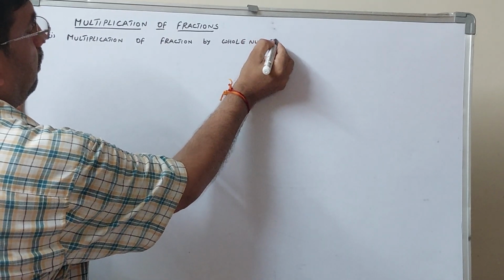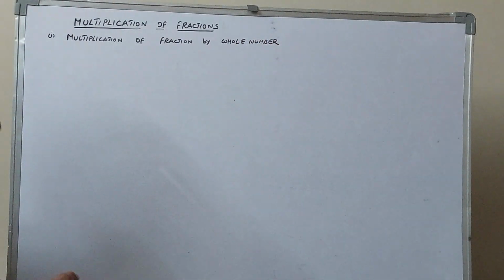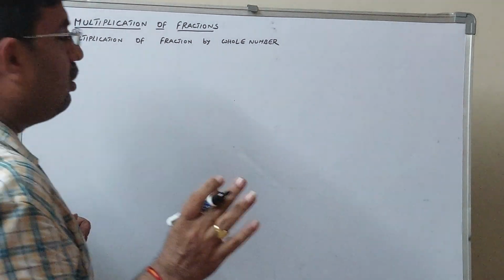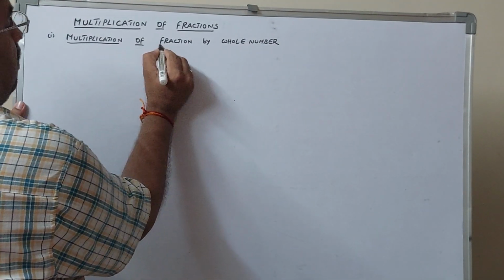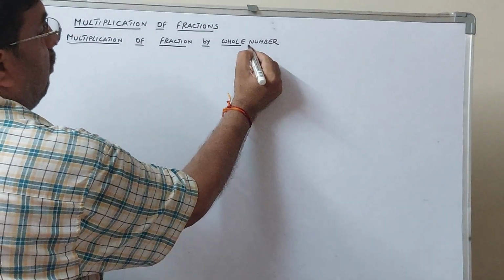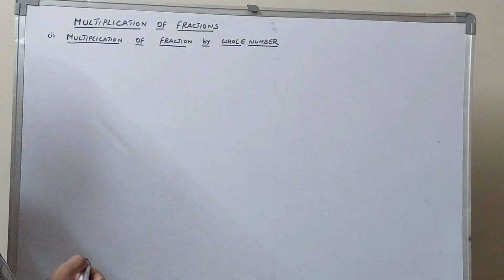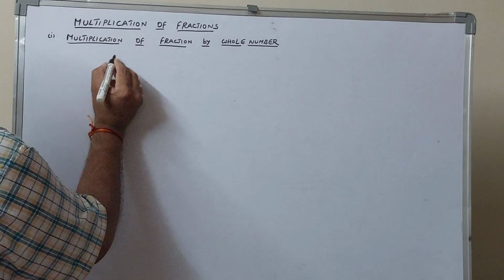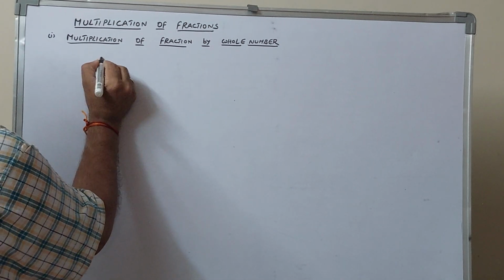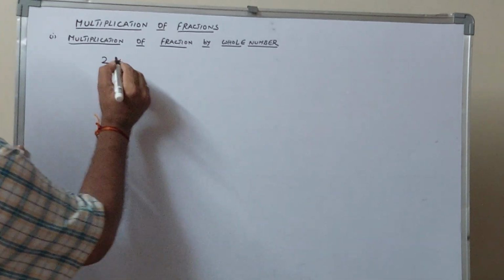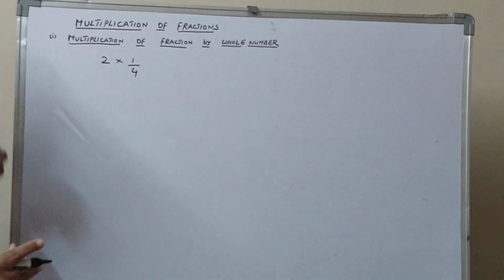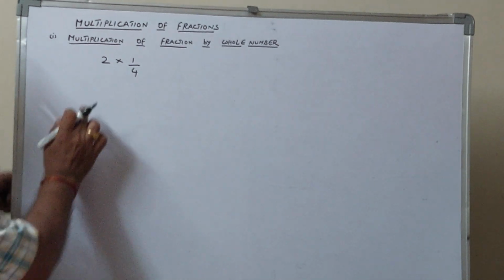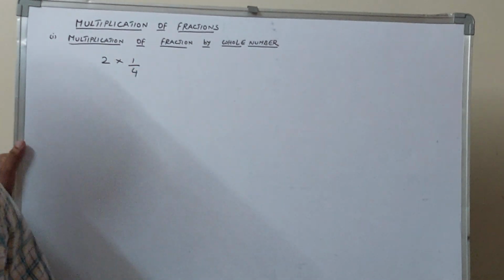What are whole numbers? 0, 1, 2, 3, 4, etc. are called whole numbers. So multiplication of a fraction by a whole number. If I want to multiply, for example, 2 into 1 by 4, how do I multiply this one?